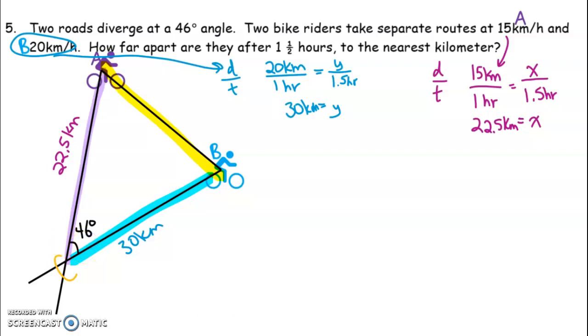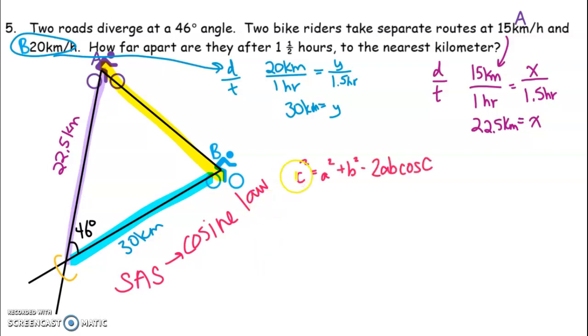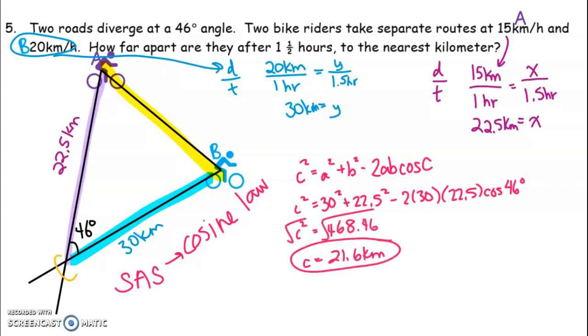So we can apply that cosine law, side angle side. So let's set up our cosine law in terms of solving for side length C. So side length C is just across from angle C. And we can do that and plug in our values for our cosine law, and solve for our C length value by square rooting both sides to give us 21.6 kilometers. So therefore, the bikers are 21.6 kilometers apart.